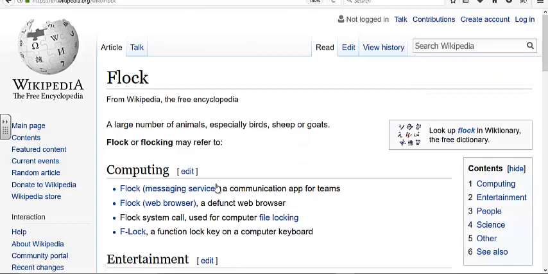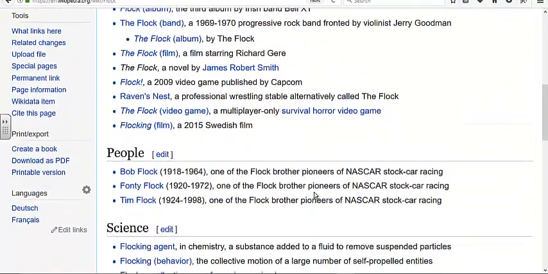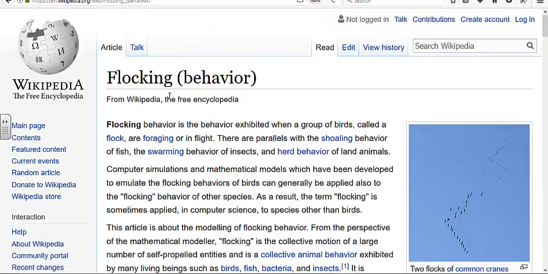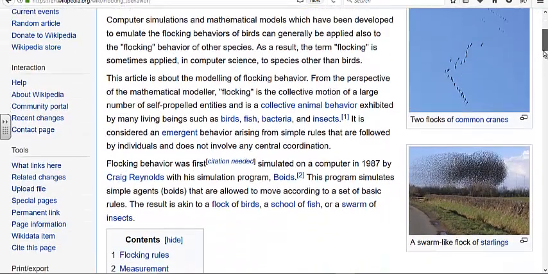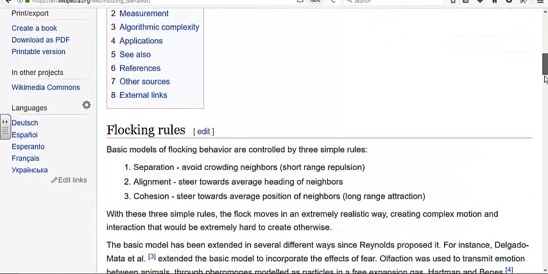So a flock, where is it here? Flock, people, science, other. There we go. So it's a behavior exhibited when a group of birds is called a flock. The question is, are there other things that can flock, come together?